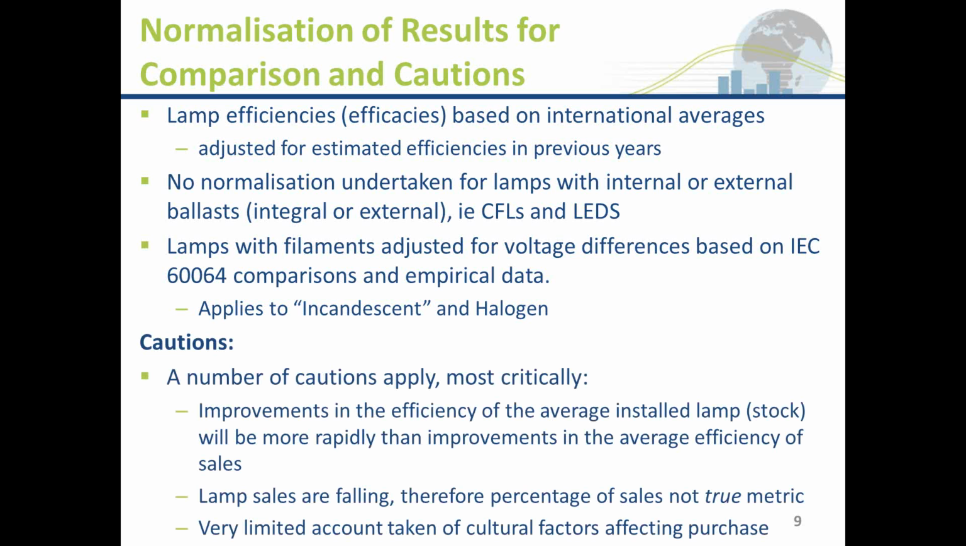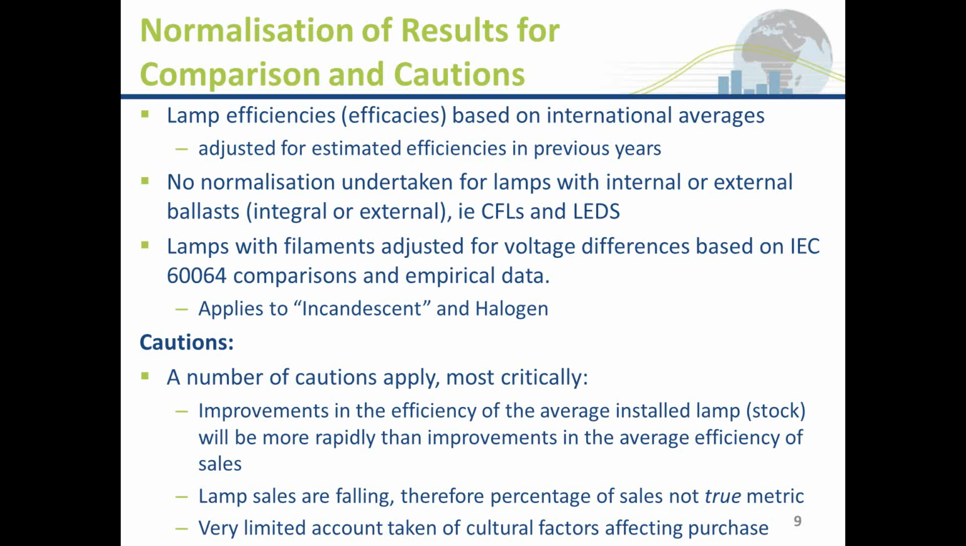There's a number of cautions presented in the benchmarking report. These are the most critical ones. As I said before, we're looking at markets as a whole. So if you can imagine 100 lamps sold into Canada each year, 20% of those might be incandescent, 50% might be halogens, 20% CFLs, and 10% LEDs.